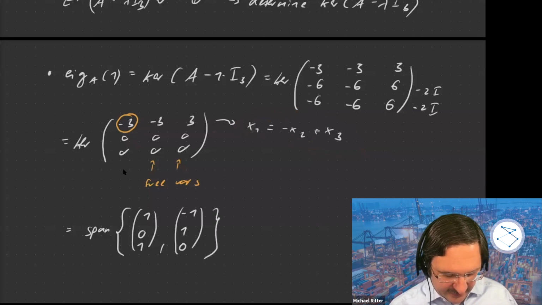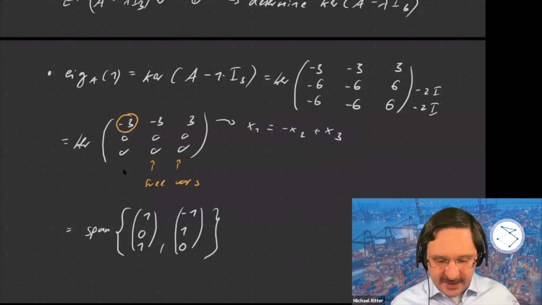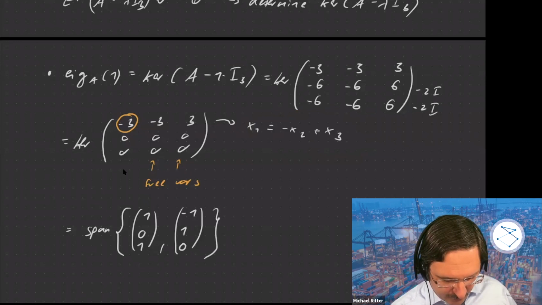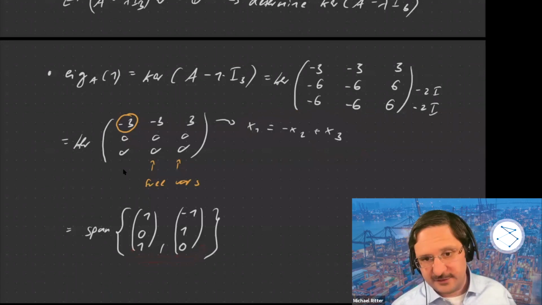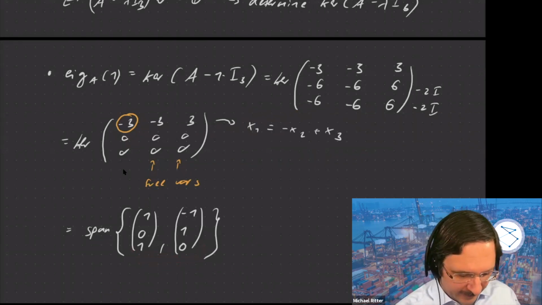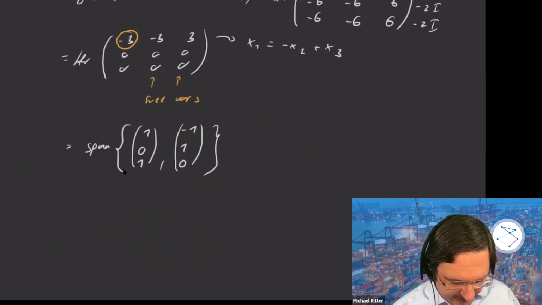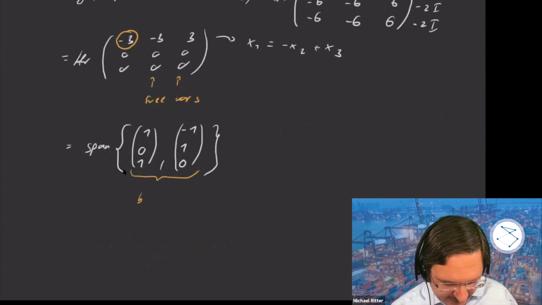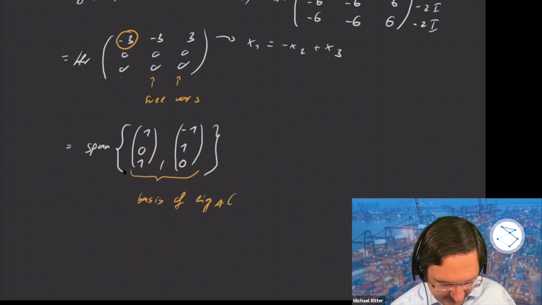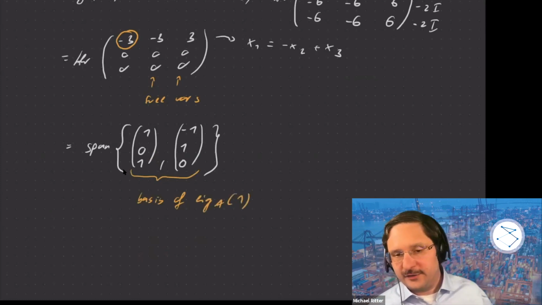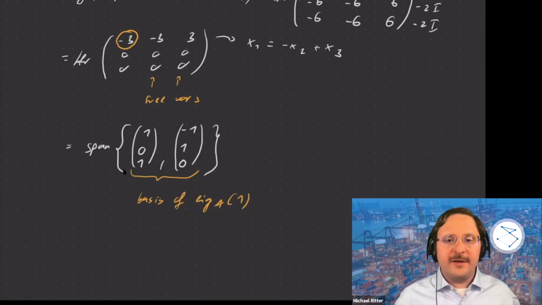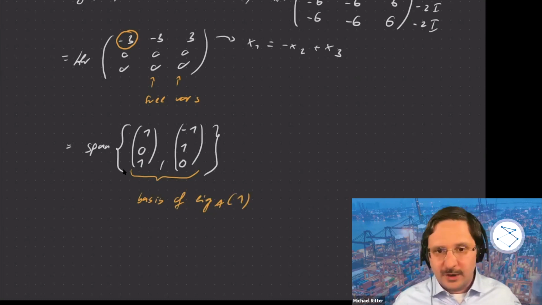So this is the solution space that we get. And more precisely, this here is a basis of the solution space. Right, so those 2 vectors are a basis of the eigenspace for the eigenvalue 1. So we get 2 linearly independent eigenvectors for this eigenvalue 1.